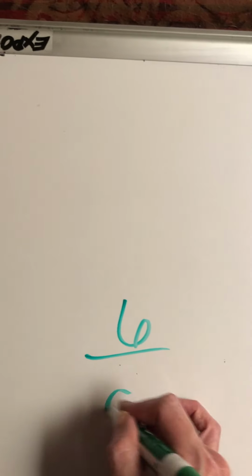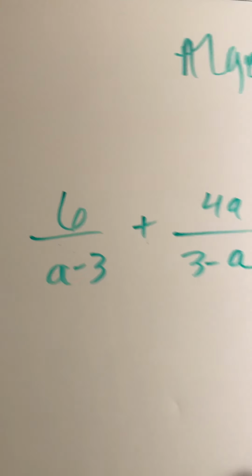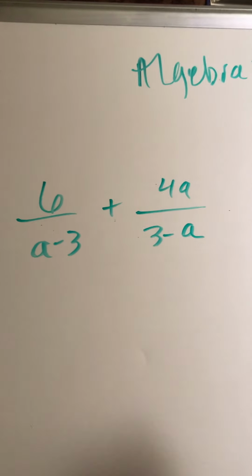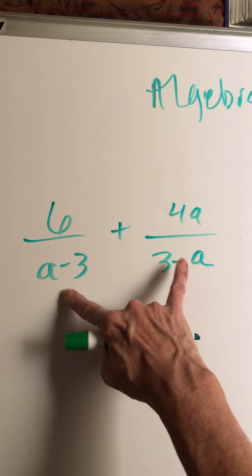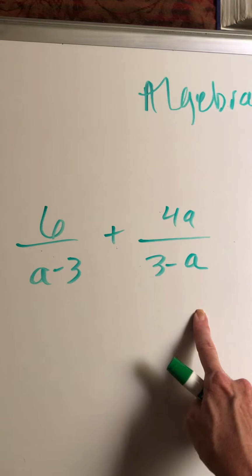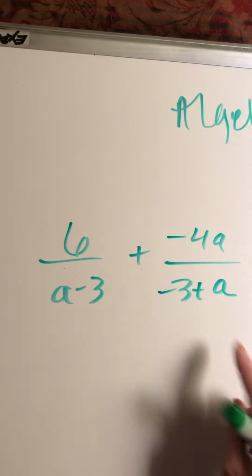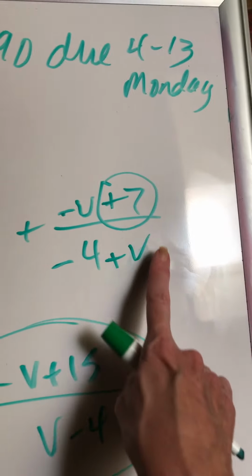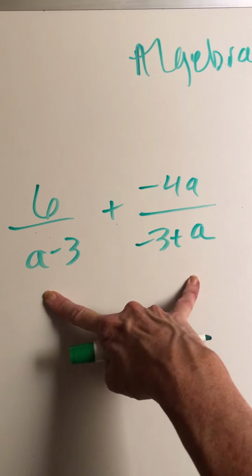So let's try another one. 6 over a minus 3 plus 4a over 3 minus a. So again, we're just off by signs. We're off on these two by signs. So again, I always pick the second one. You don't have to. You can pick the first one. It doesn't matter. But I pick the second one and change every one of the signs. Just like over here on this one, we changed all 4 signs. On this one, we change all 3 signs. That way now my 3's are both negative, my a's are positive.